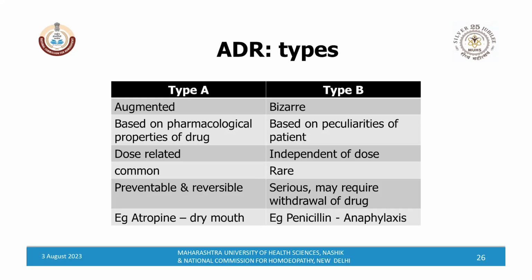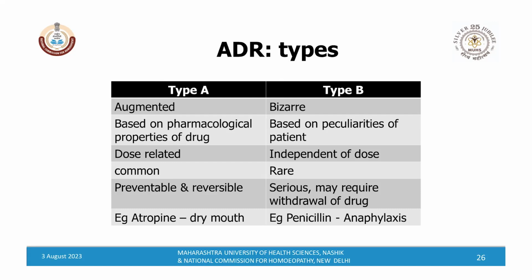There are many ways one can classify ADRs. I have taken these 2 common types which are easy to understand. Type A, where A stands for augmented or increased, and type B, where B stands for bizarre, that is without any explanation. So type A reaction is due to the pharmacological property of that drug, while type B is due to peculiarity of the patient. So that means type A is drug dependent, while type B is patient dependent.